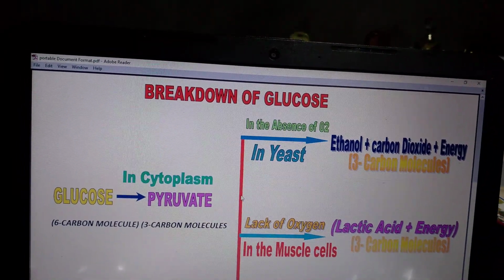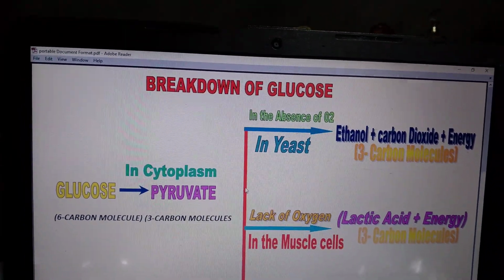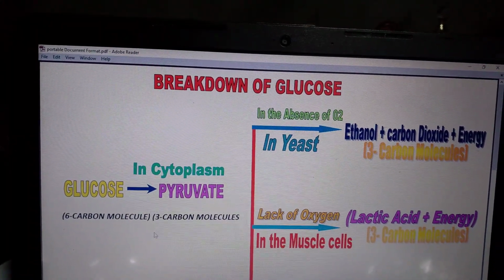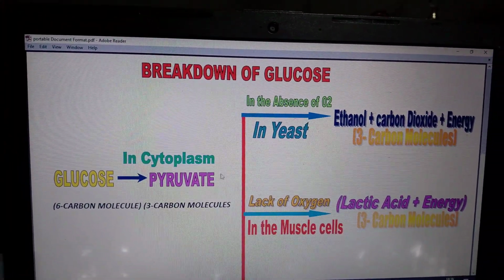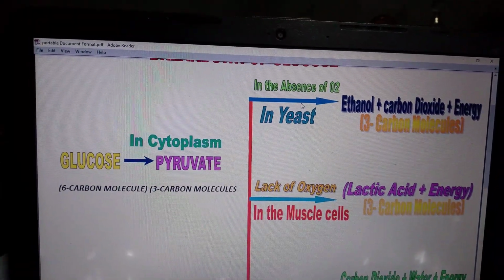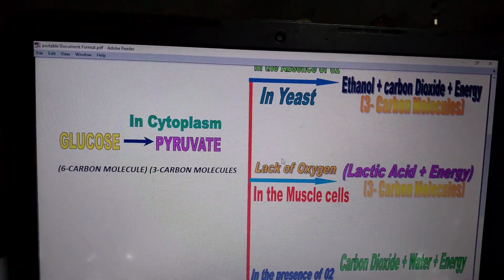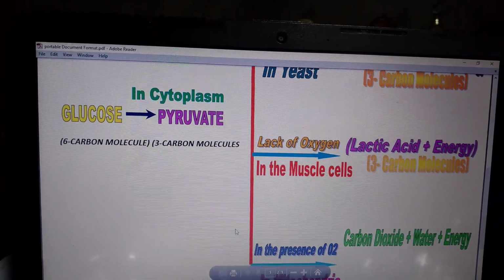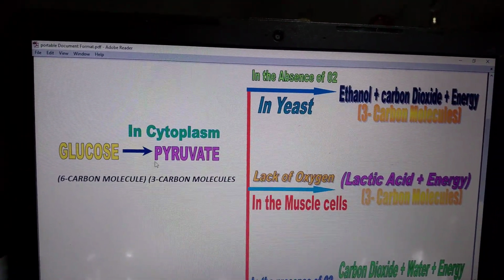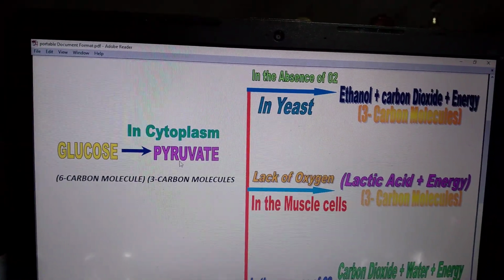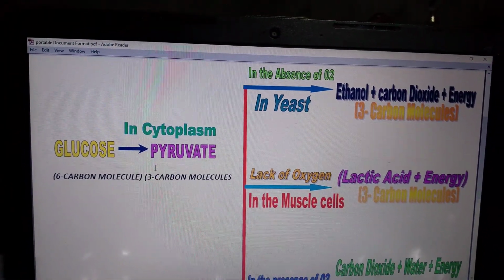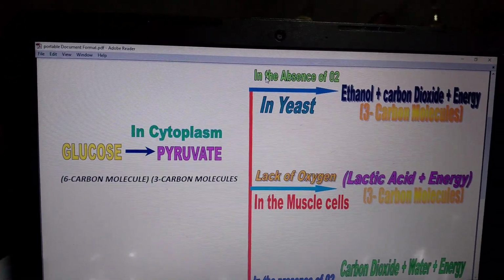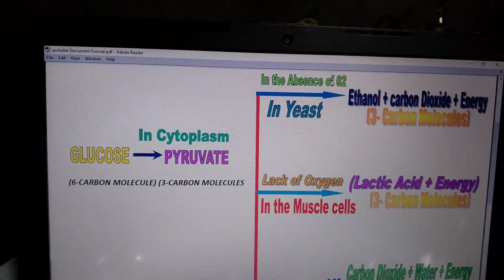Now, pyruvate has three pathways. You can see them: in the absence of O2, in the lack of oxygen, and in the presence of O2. So I'm going to explain the three pathways of pyruvate to you. Pyruvate can follow different pathways depending on the availability of O2.